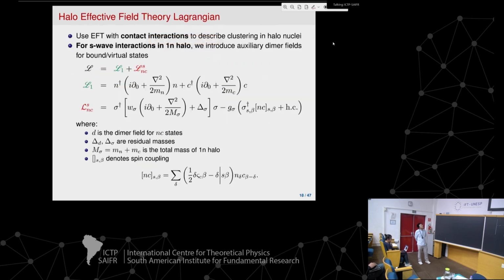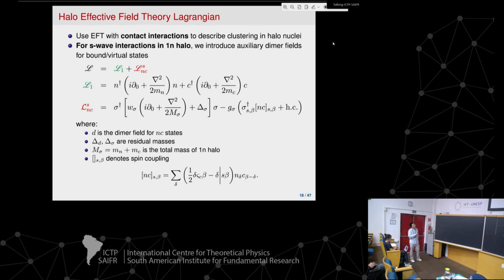And so now let's build a Lagrangian to describe these neutron halos. We start from a simple one-neutron halo. It will have a one-body Lagrangian and a two-body Lagrangian. The one-body Lagrangian is basically for a two-particle system. It has a kinetic term for the neutron, and also a kinetic term for the core particle.